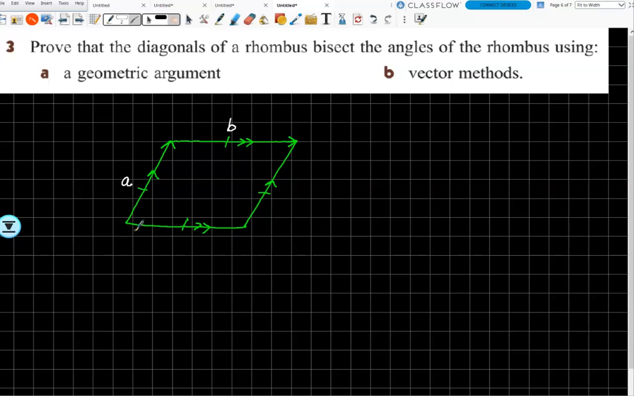So what are we trying to do? Prove that the diagonals of a rhombus bisect the angles of a rhombus.